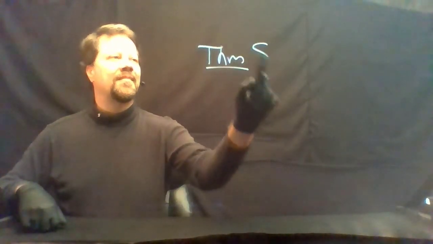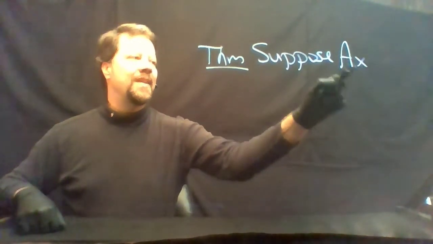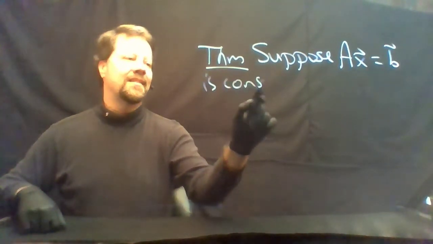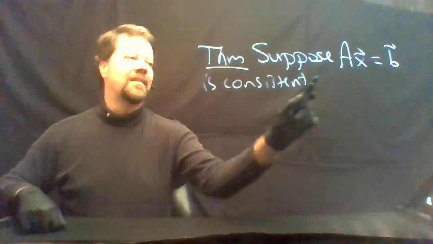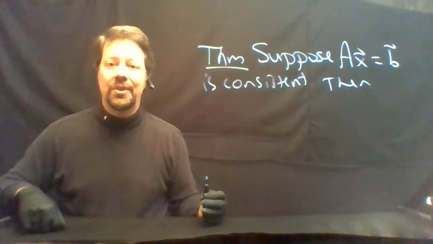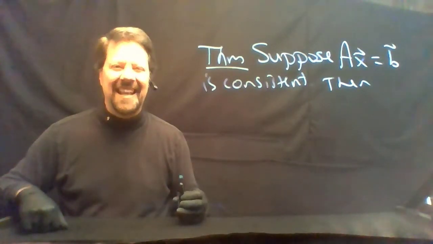We can now state the following theorem. Suppose Ax equals b is consistent. Then it has a unique solution if and only if the columns of A are linearly independent.